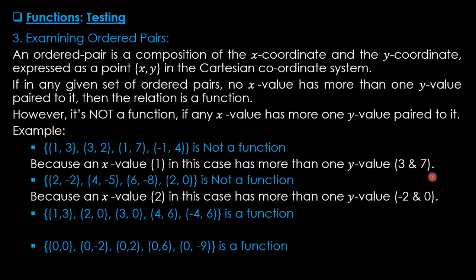In this case again it is not a function. Why? Because this 2 is paired with -2 and this 2 is paired with 0. So for a single x value 2, there is more than one y value, -2 and 0. That's why it is not a function.